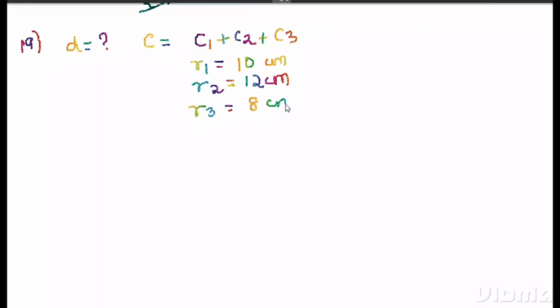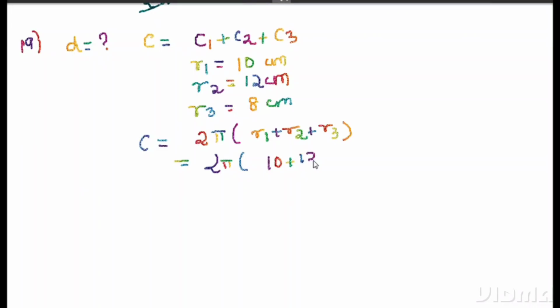So again, it's the same thing. I can write the circumference as 2 pi, taking it common from all, and I'll get R1 plus R2 plus R3. I'll keep this 2 pi the same. Here also I'll keep it as 2 pi itself because it will be easier for me to do. So I get this as 2 pi into 30. Let's keep this as it is.